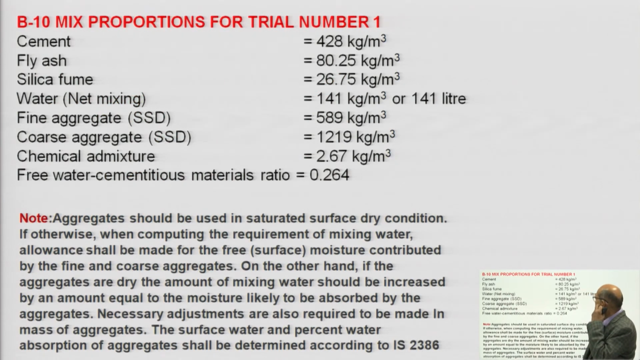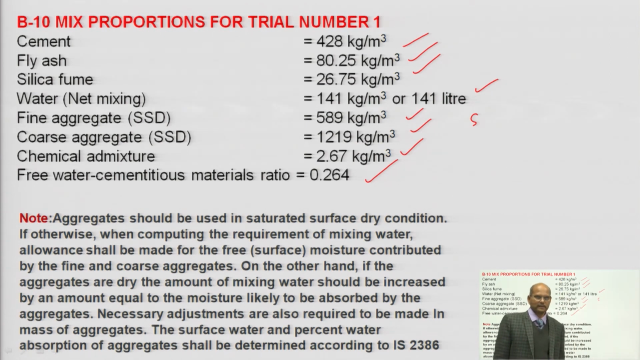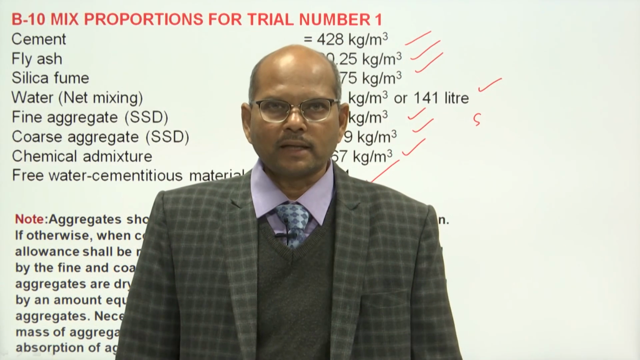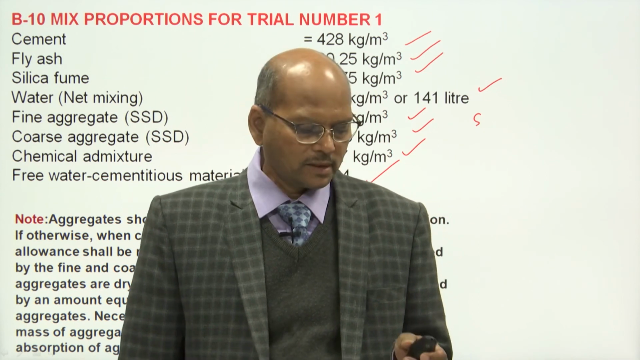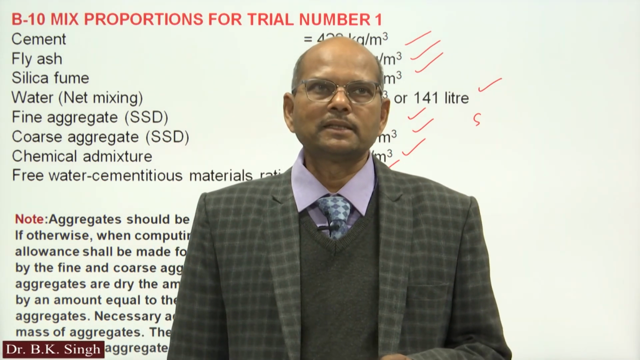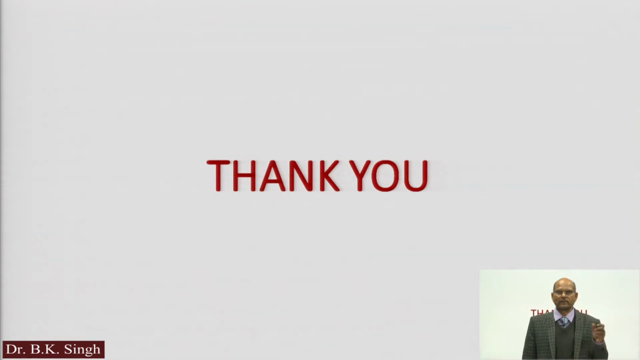Okay. So, the mix proportions you have got: cement you have calculated, fly ash, silica fume, water, fine aggregate, coarse aggregate, chemical admixture and water cement ratio. These values are for the surface dry condition of the coarse aggregate and fine aggregate. Based on this, we have to adjust the water content, and after adjusting the water content you can get trial mix number 1. Thank you.